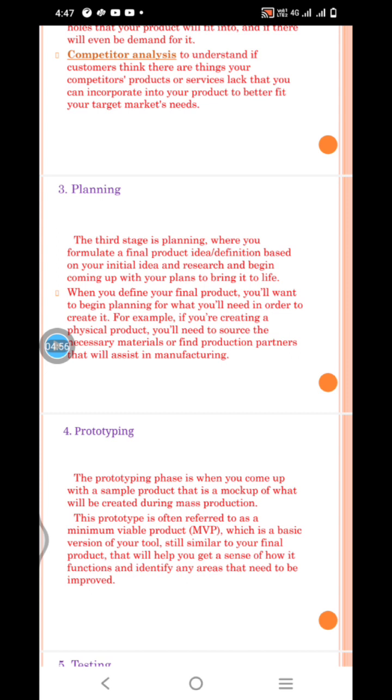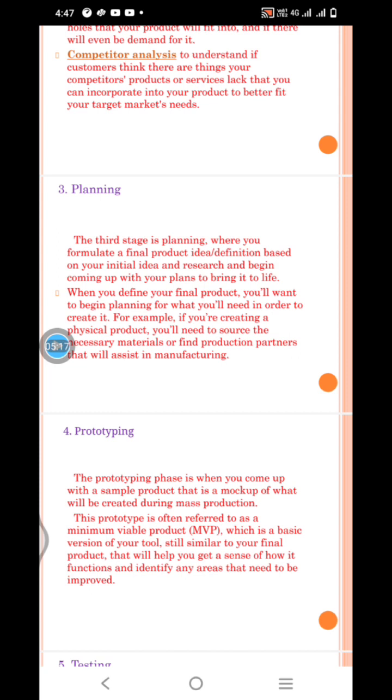Planning also involves coming up with a marketing strategy that will help you effectively market your product when it is completed, and pricing models that make sense for your product and that your customers will pay. This is the third stage.